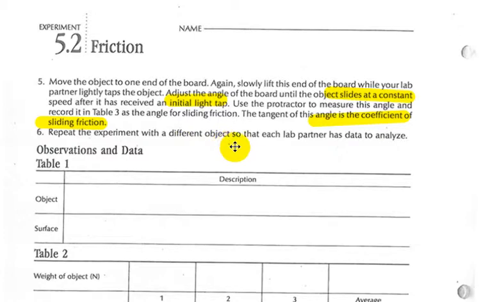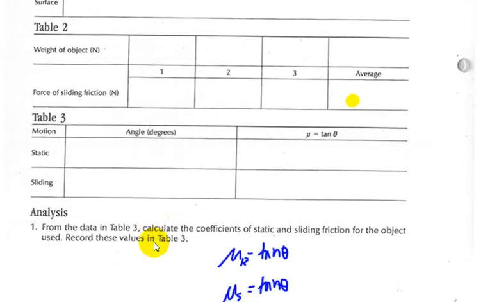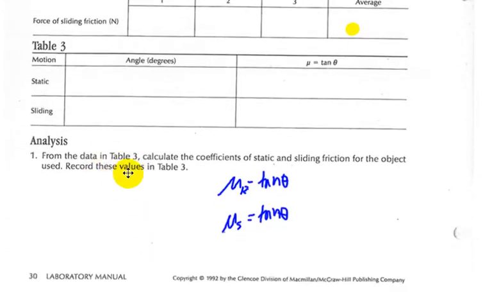Repeat the experiment with the different objects so that each lab partner has data to analyze. So basically, if you work together with someone, just use the same data. Okay? From the data in table 3, calculate the coefficients of static and sliding friction. So there's nothing to really answer here because I assume that you've just calculated it over here by tan of theta for each respective static or starting and sliding or kinetic.